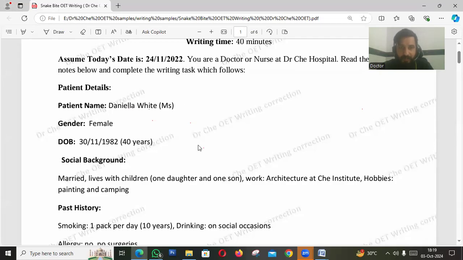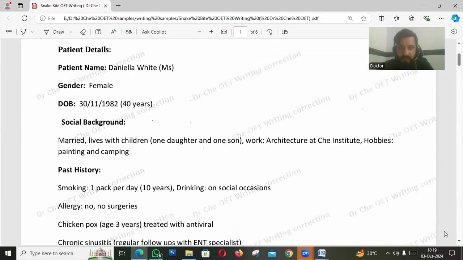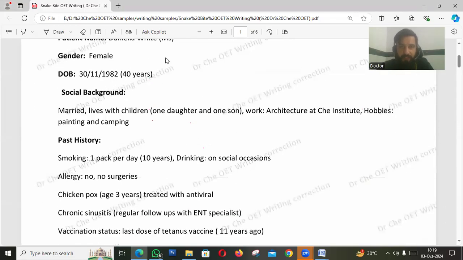She is female, date of birth is given, age is given. If both date of birth and age are given, what do we write in the greeting part? You can write both of them, but I prefer the age, because you can quickly know how old this patient is. Date of birth or age, both are okay, but I prefer the age.